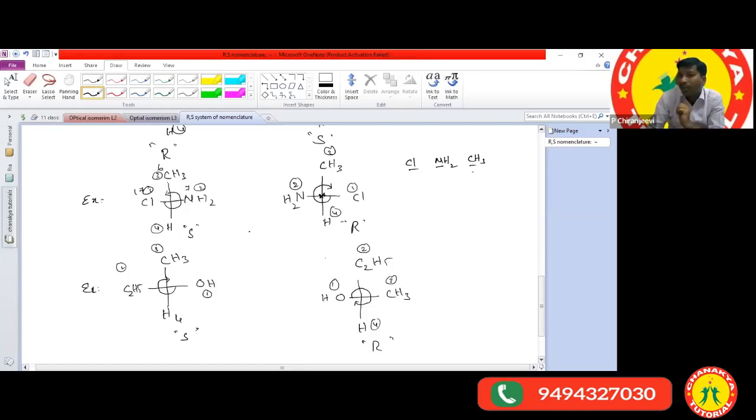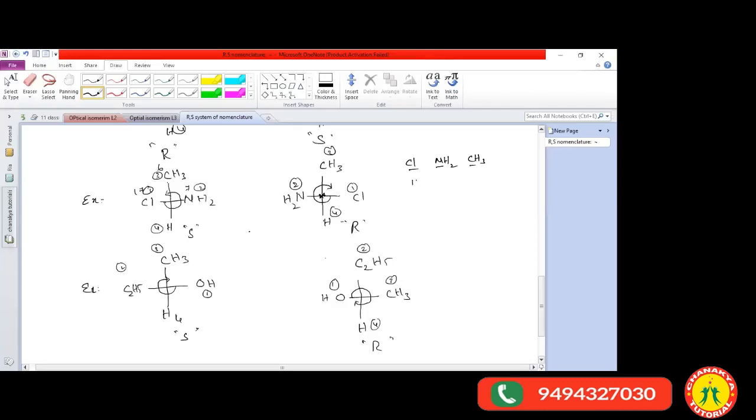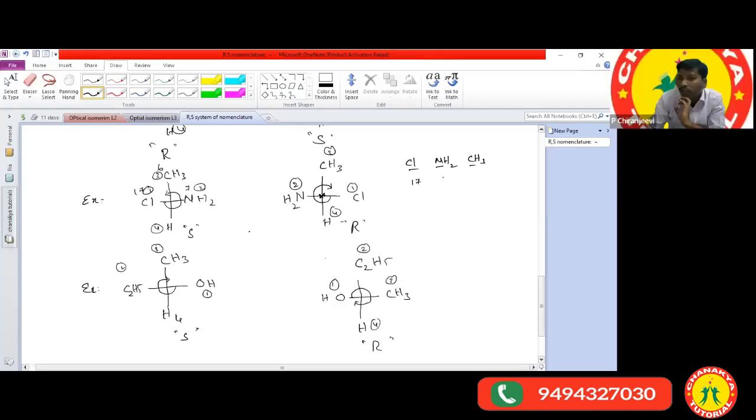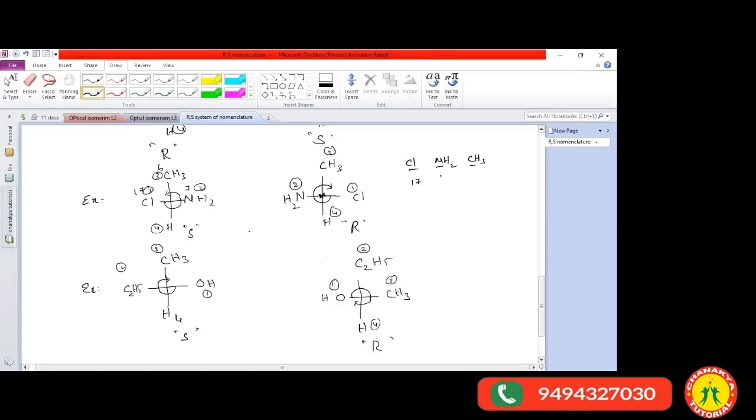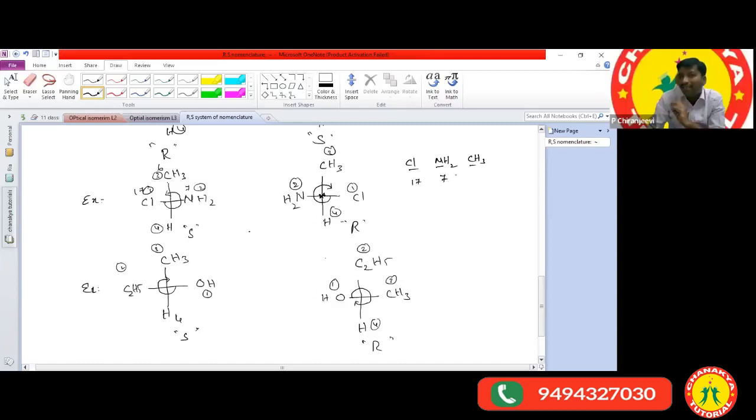Now, first check the atomic number. What is the atomic number of chlorine? 17. Atomic number of nitrogen is 7. Carbon is 6. According to the priority order, the element having the highest atomic number gets the first priority. So I gave the first priority to chlorine, second priority to the amine, third priority to the methyl group. Now I am adding the least priority group, hydrogen.